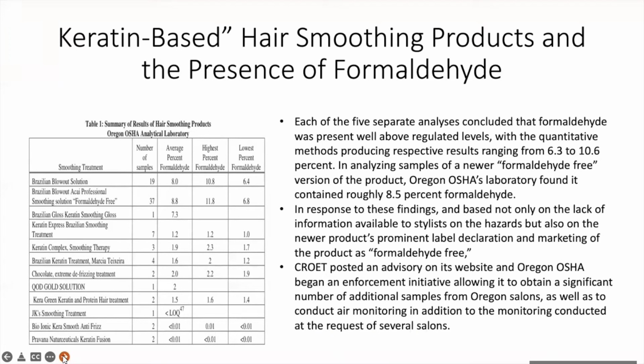Each of the 5 separate analyses found that formaldehyde was present above regulated levels, with the quantitative methods providing results ranging from 6.3 to 10.6%. In analyzing samples of a newer formaldehyde-free version of the product, Oregon OSHA's laboratory found it contained roughly 8.5% formaldehyde. In response to these findings, and based not only on the lack of information available to stylists on the hazards, but also on the newer product's prominent label declaration marketing the product as formaldehyde-free.